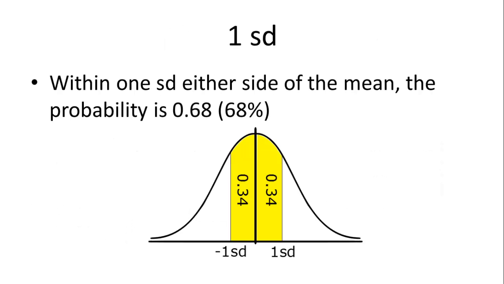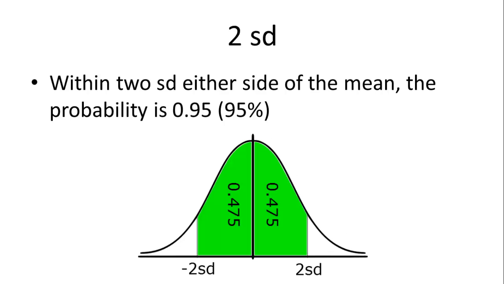Now, this symmetry thing comes in again. If we go one standard deviation either side of the mean, we're going to have 68% of the data. So, for instance, a mean of 100 and a standard deviation of 15, we're going to have 68% of the data between 85 and 115. Notice the symmetry again. Same proportion on each side of the mean.